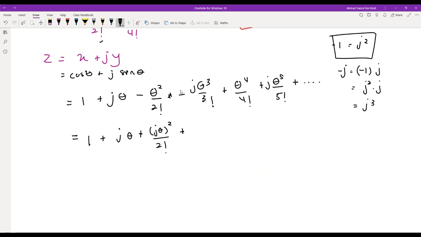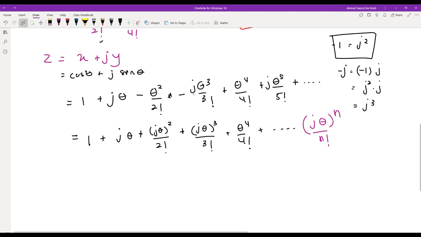So here we can get plus j theta cubed over 3 factorial, and then we have plus theta to the 4 over 4 factorial, plus, finally we get the basic form of the series itself, j theta to the power of n over n factorial. If n is equal to 2, you get 2 over 2 factorial, 3 over 3 factorial. So this function is related to the exponential.